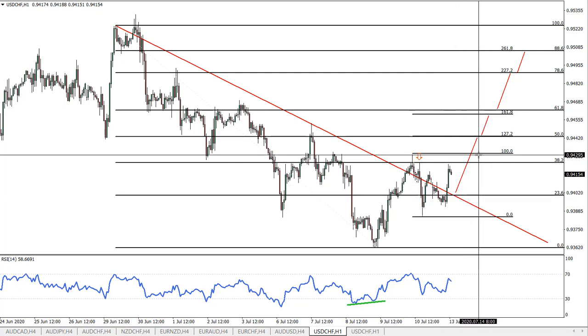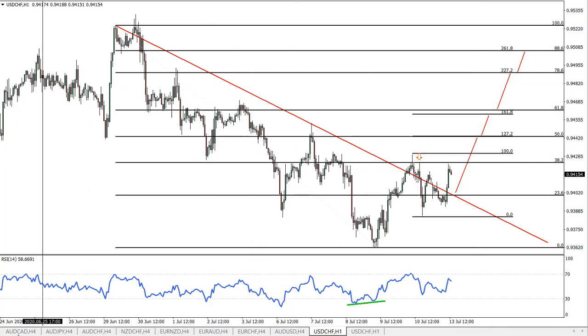Okay, so that's it for the dollar Swiss franc. I will be going through all the ideas we had previously now.